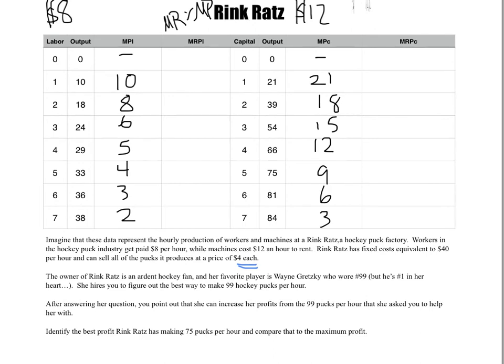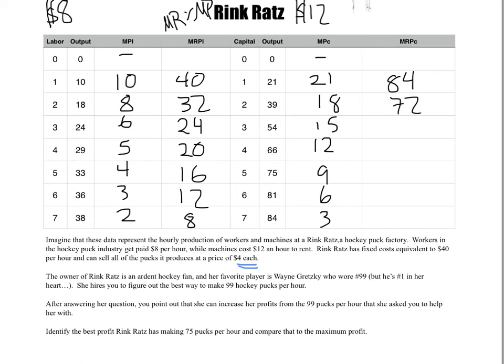So what we're simply going to do is 10 times 4 is 40, 8 times 4 is 32, 6 times 4, 24, 5 times 4 is 20, 4 times 4 is 16, 3 times 4 is 12, 2 times 4 is 8. On the other side, 21 times 4 is 84, 18 times 4 is 72, 4 times 15 is 60, 4 times 12 is 48, 4 times 9 is 36, 4 times 6 is 24, and 4 times 3 is 12.